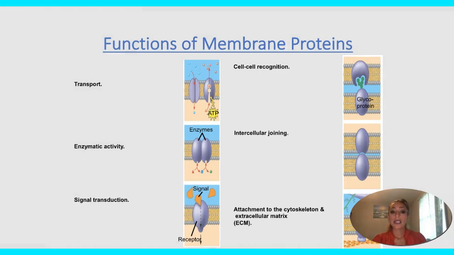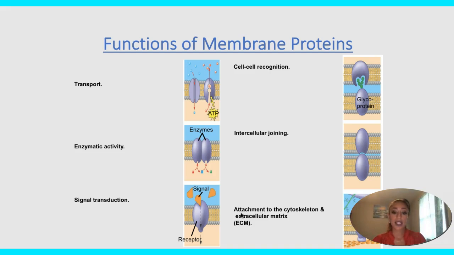And then we have the different functions of these proteins that we're talking about. Some proteins allow for transport to be done. Some allow for enzymatic activity to occur. Some proteins are going to actually allow for a signal to be transmitted across from the outside of the cell into the inside of the cell. Some of these proteins are helping with cell-to-cell recognition. Some are also helping with intercellular joining. These are functions of different proteins.